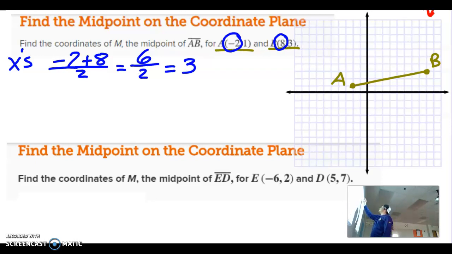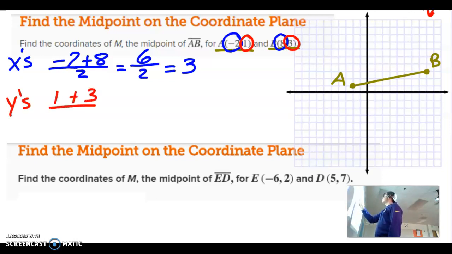Then I'm going to take my two y's, a positive 1 and a positive 3. So I've got my y's at 1 plus 3 all divided by 2. Same thing. You're doing the same formula for both of them. Just make sure your x's stay together, your y's stay together. So 1 plus 3 divided by 2, that will be 4 divided by 2. That will simplify out to be 2.